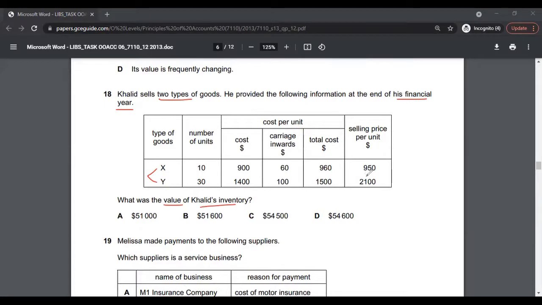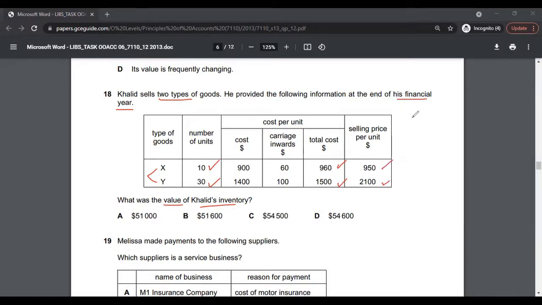Now, first thing first, let's look at the table. In the table, we have number of units: for X 10, and then for Y, we have 30 units. What is the total cost? Total cost for X is 960, and total cost for Y is 1500. Selling price per unit 950, and then 2100.